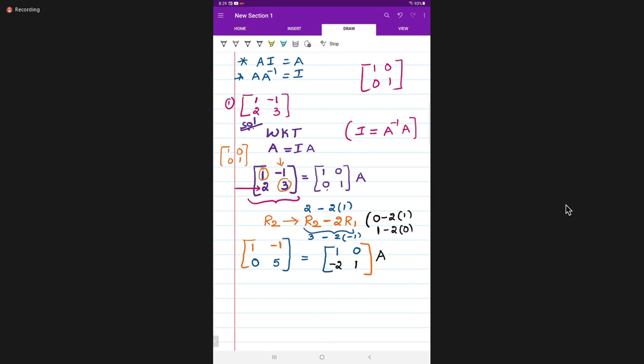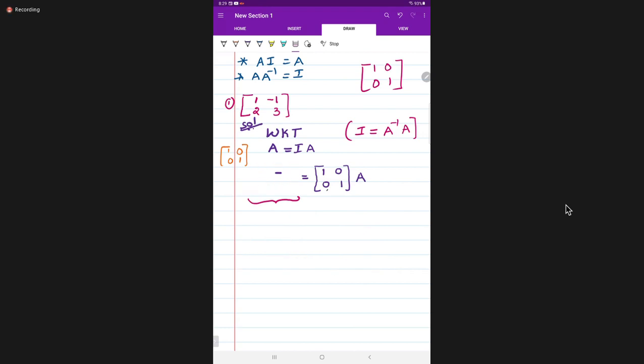Can you repeat this operation? Yes. See, students, listen carefully. So here we know that capital A is equal to I into A. A is the given matrix 1, minus 1, 2, 3, which is equal to identity matrix, 1, 0, 0, 1, into A, written as it is. Here, on the left side, the given matrix 1, minus 1, 2, 3 is converted into identity matrix by using row operation.